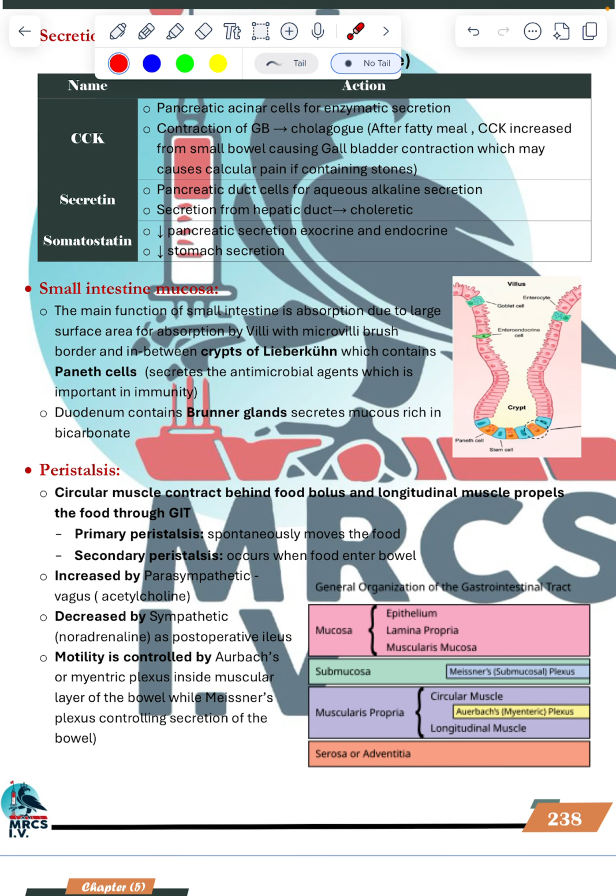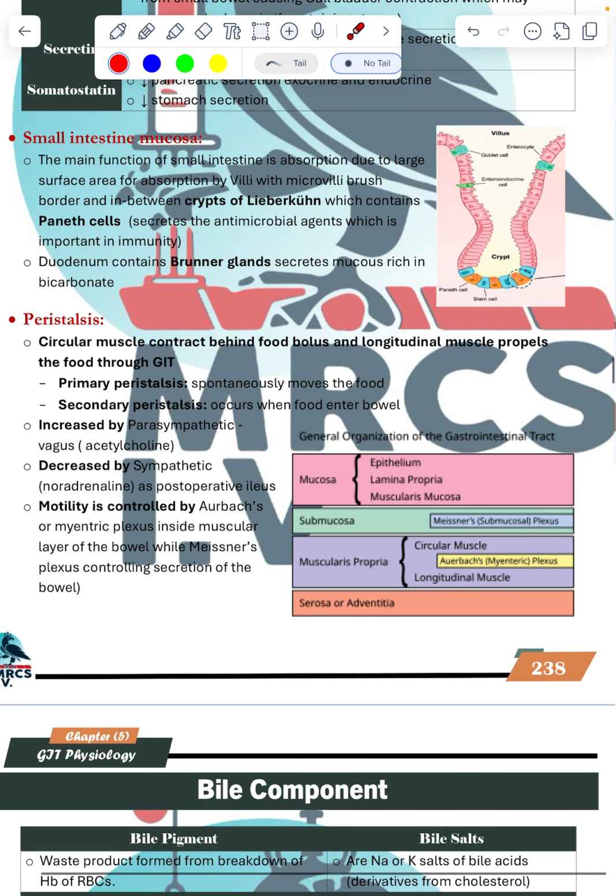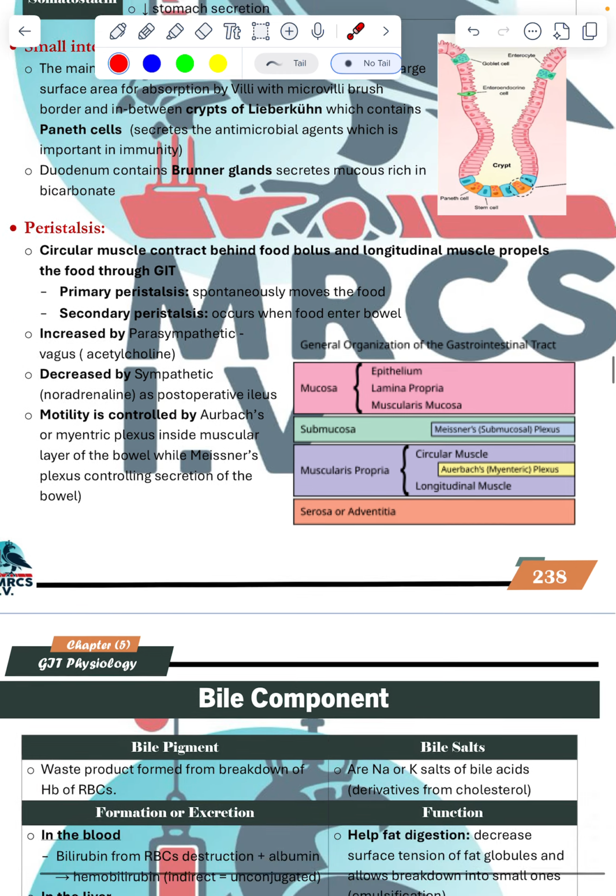In the small intestine mucosa, the main function is absorption, with a large surface area of absorption from villi with microvilli. It has crypts of Lieberkühn and contains Paneth cells, which are important for immunity. The duodenum contains Brunner's glands. The muscle layers are inner circular and outer longitudinal. Peristalsis is decreased by sympathetic and increased by parasympathetic stimulation.